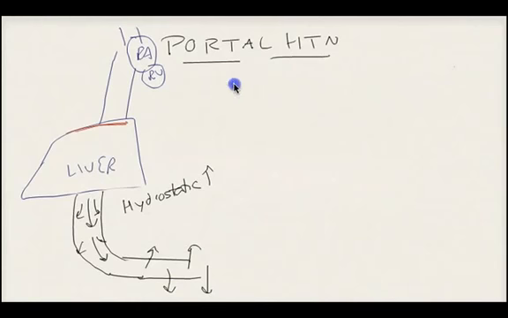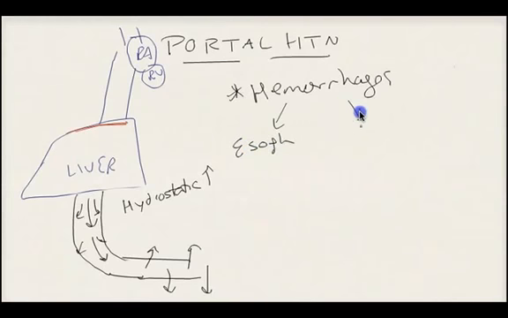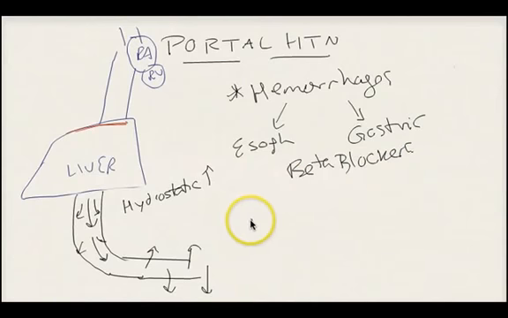Now, as I just mentioned, these anastomoses can lead to significant problems, such as hemorrhages if they bleed. What we're worried about more often than not are the esophageal varices as well as the gastric varices. And we want to control these with beta blockers. And if this doesn't control the problem, then the management of choice is usually what is known as a TIPS procedure.